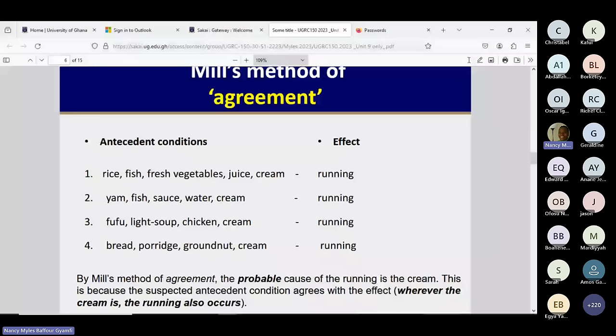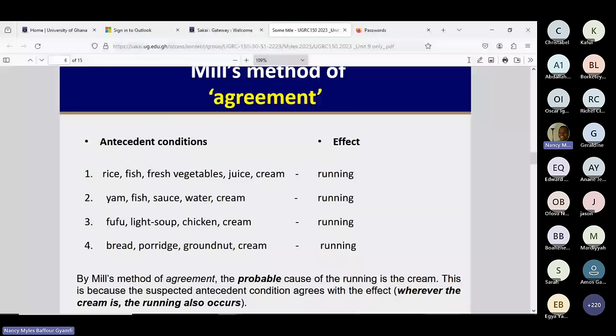The fourth person maybe was in the month of Ramadan, maybe my Muslim friend. So when she was breaking her fast, then she took bread, porridge, and some small granite, but also added some cream. Now, you would see that they took different meals. Please listen, it's relatively technical. If you don't get it, you get confused, so we'll do the method of difference.